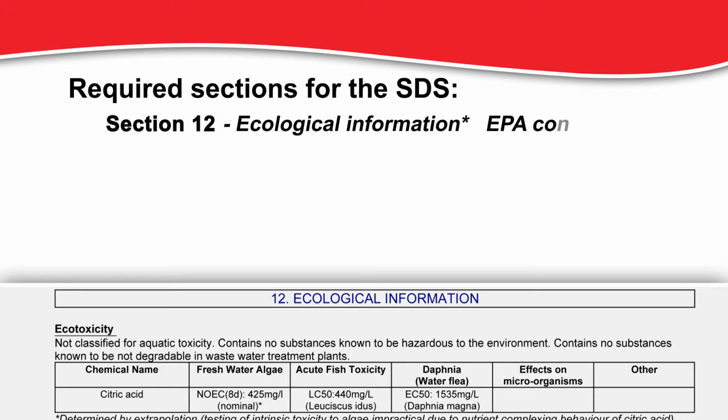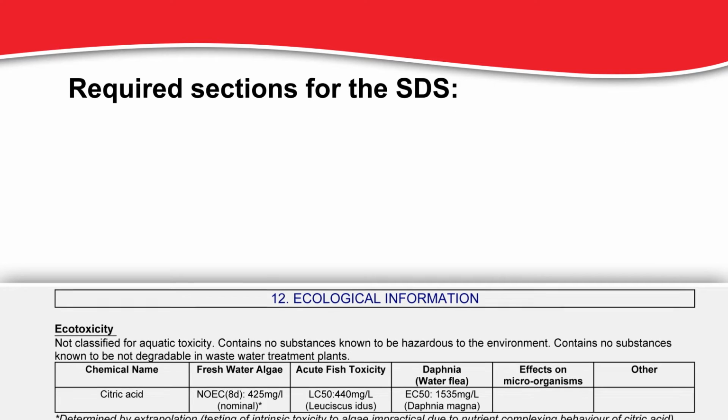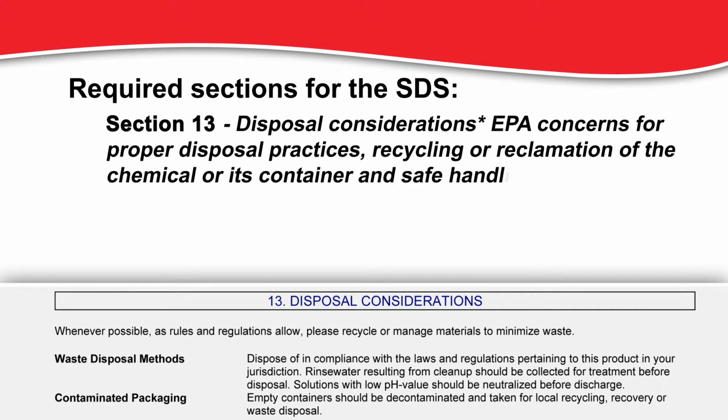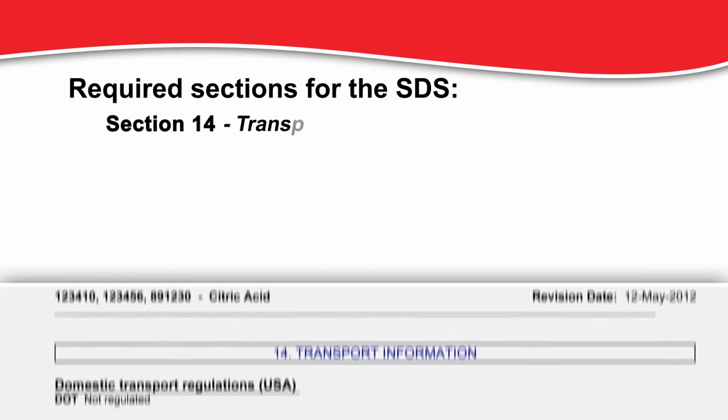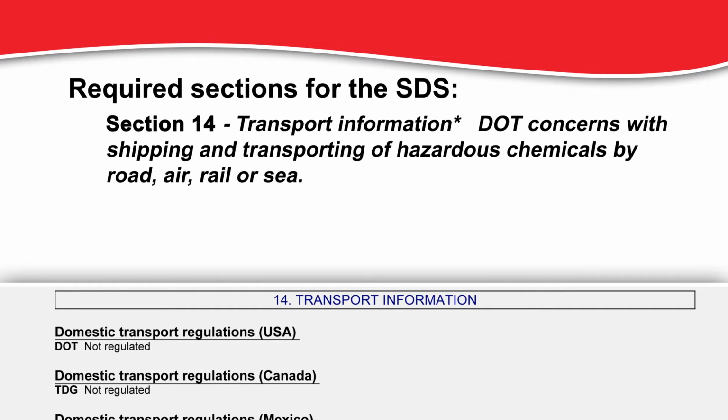Section 12. Ecological information. EPA concerns about information to evaluate the impact if the chemical were released to the environment. Section 13. Disposal considerations. EPA concerns for proper disposal practices, recycling or reclamation of the chemical or its container, and safe handling practices. Section 14. Transport information. DOT concerns with shipping and transporting of hazardous chemicals by road, air, rail, or sea.